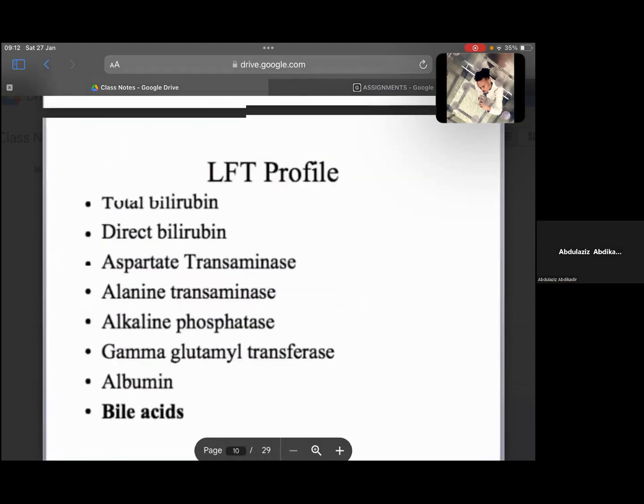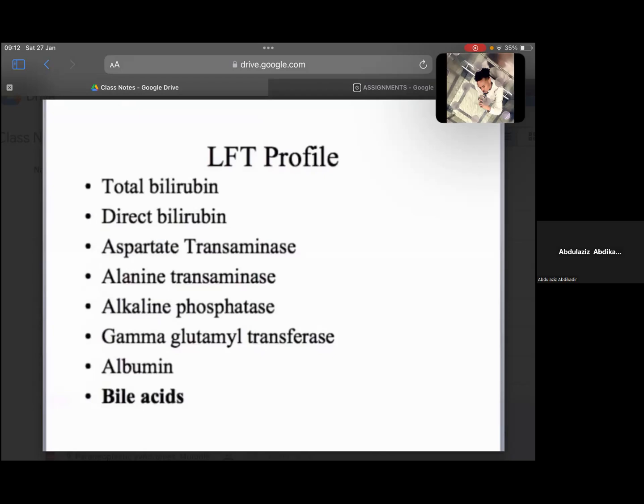So the LFT profile, this is a question that they bring in MCQs: which one of the following is not among them? Then they will put something there. So total bilirubin, both the conjugated, that is direct, and unconjugated bilirubin. Remember, the indirect bilirubin is not part of the LFT profile. You normally have to calculate it by subtracting the direct from the total.